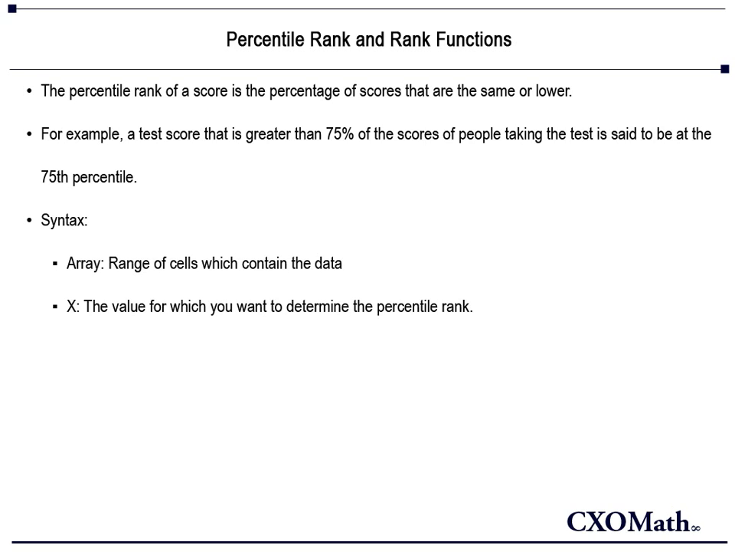Percentile ranks are commonly used to clarify the interpretation of scores on standardized tests. There are two syntaxes in percentile rank. The first one is the array, which is basically the table array, or the table which contains the scores of the students. And the next one is X, which is essentially the score for which you want to find the percentile.